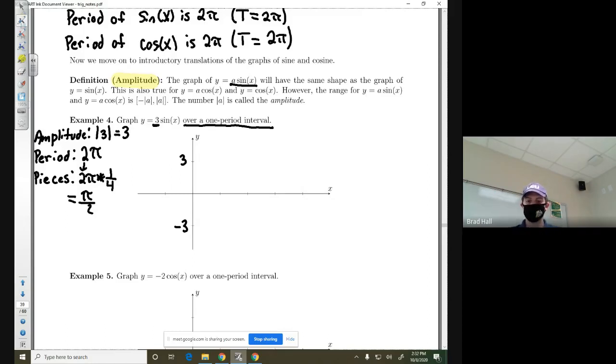Is 1/4 always true? Yes. That's a fixed number, fixed for sine and cosine. It'll be different for tangent and cotangent, but we'll get to that. So you just always multiply. So that's how you figure out the pieces. You drop the period straight down, and you multiply that by 1/4 every time. That does not change.